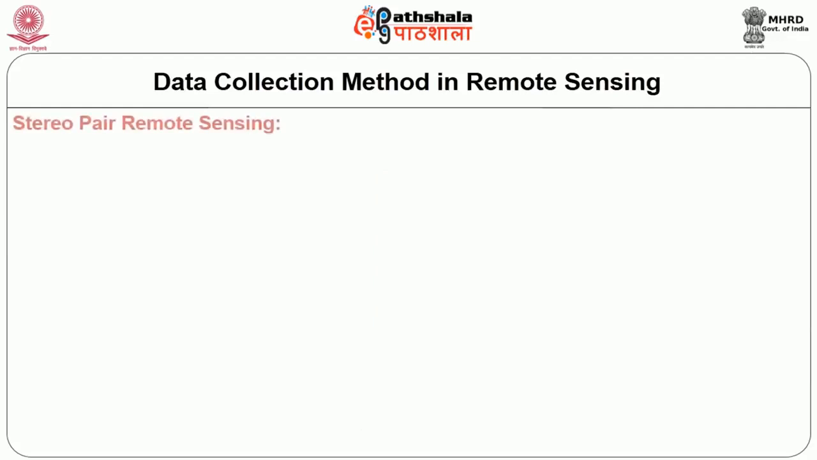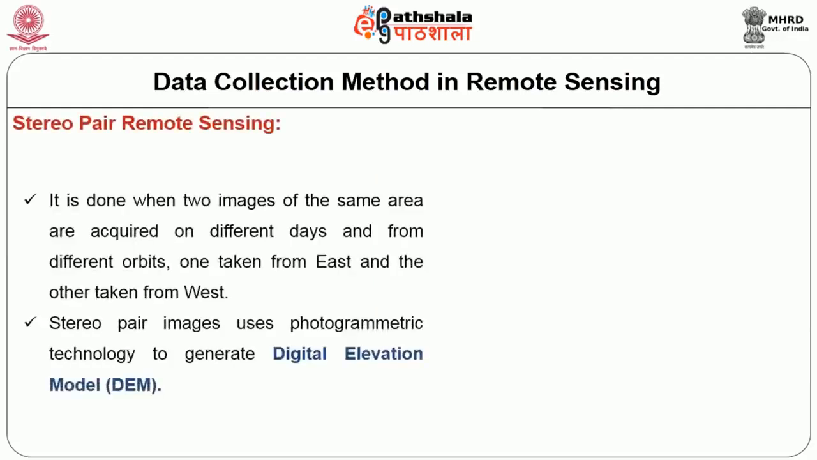Then the next one is the stereo pair remote sensing. Stereo pair remote sensing is done with two images of the same area acquired on different days and from different orbits. One is taken from the east and the other is taken from the west. Usually these images are captured based on the sunrise and sunset. The sun rises in the east and sets in the west, right? Because, as I already said, the sun is the only prime source which can produce the radiation, and which allows the object to emit its radiation.